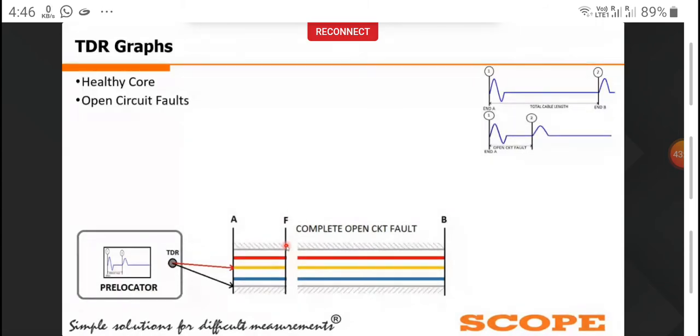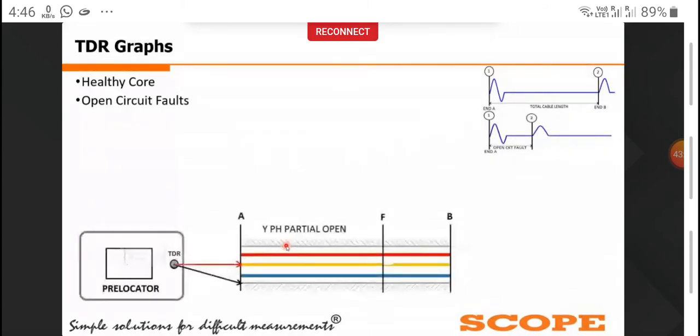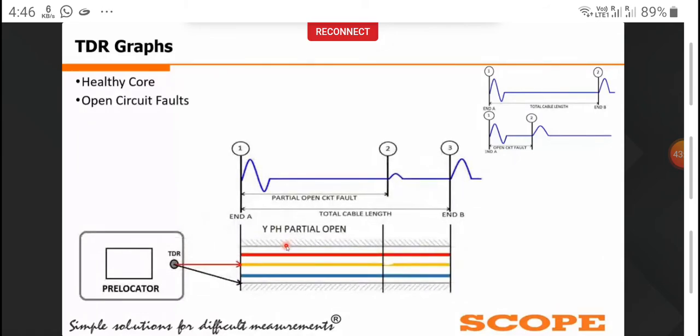In a partially open circuit fault, some strands of the conductor are open circuited. So that's why we receive a smaller upward reflection in the cable, and after that the remainder energy will reflect as the second end. Okay. So by placing the cursor between 1 and 2, we can detect the partial open circuit fault, and by placing the cursor between position 1 and 3, we can get the total cable length.